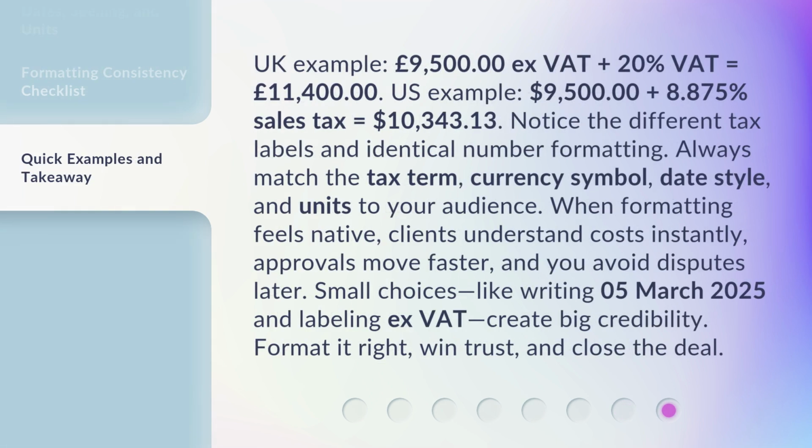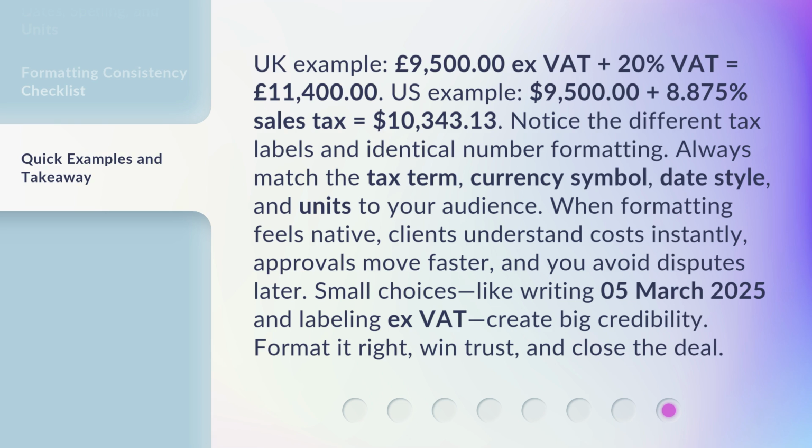UK example: £9,500.00 ex-VAT plus 20% VAT equals £11,400.00. US example: $9,500.00 plus 8.875% sales tax equals $10,343.13. Notice the different tax labels and identical number formatting.